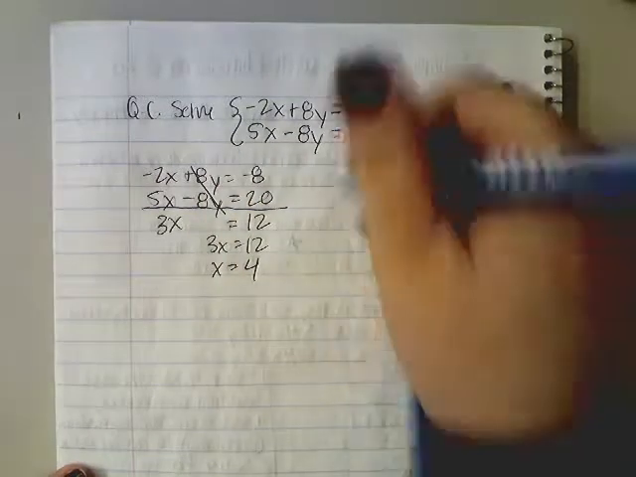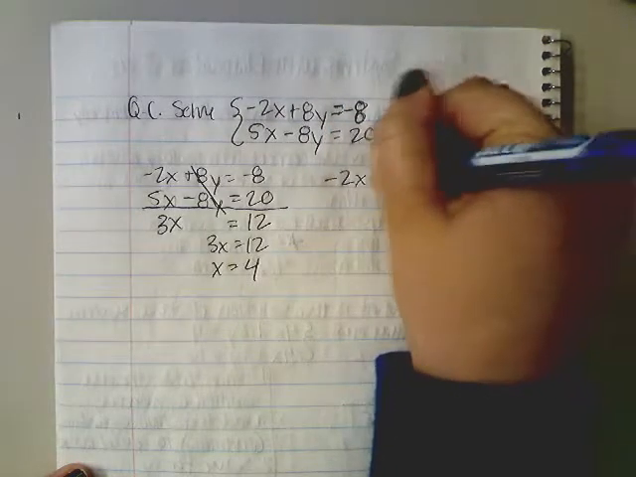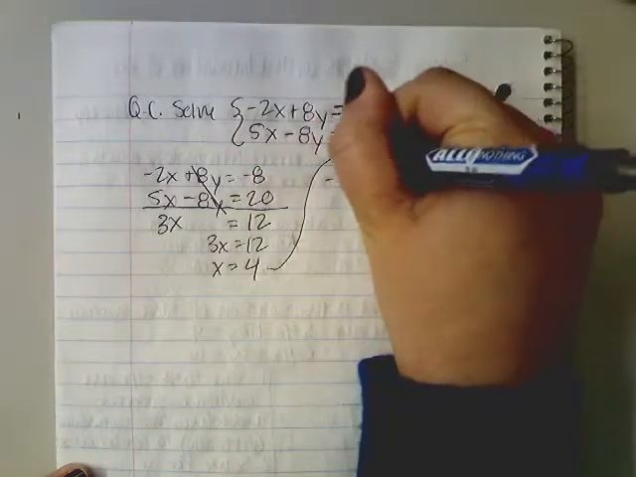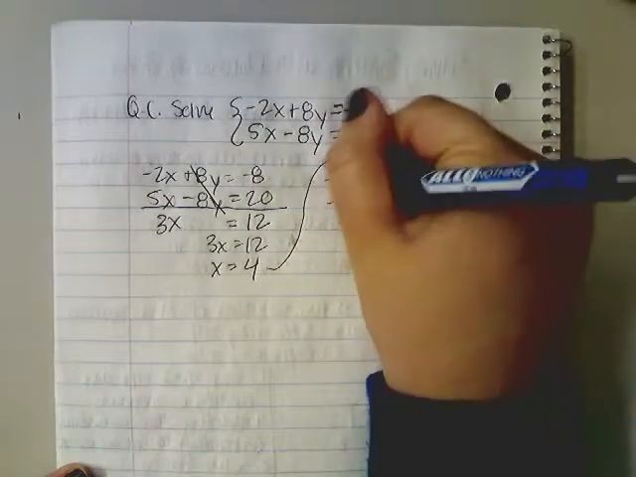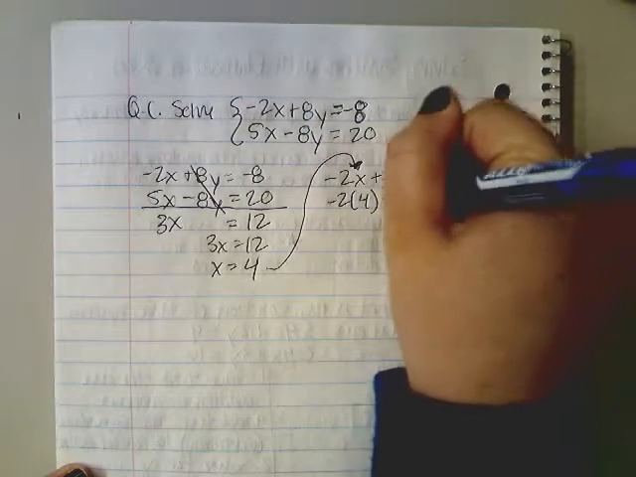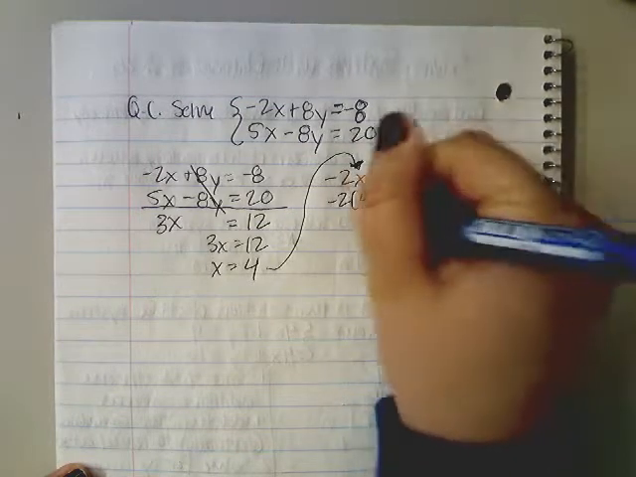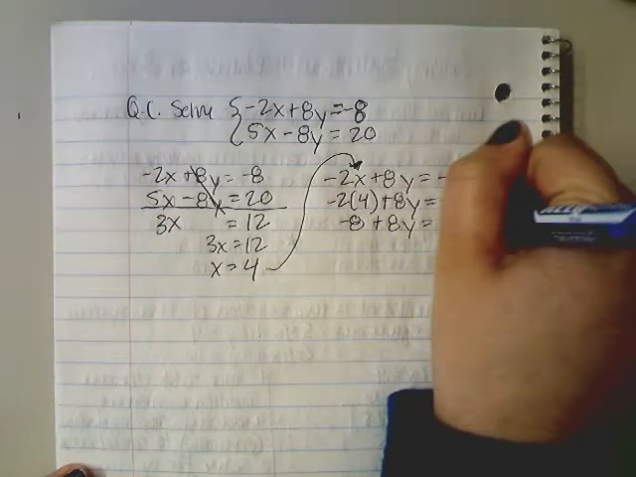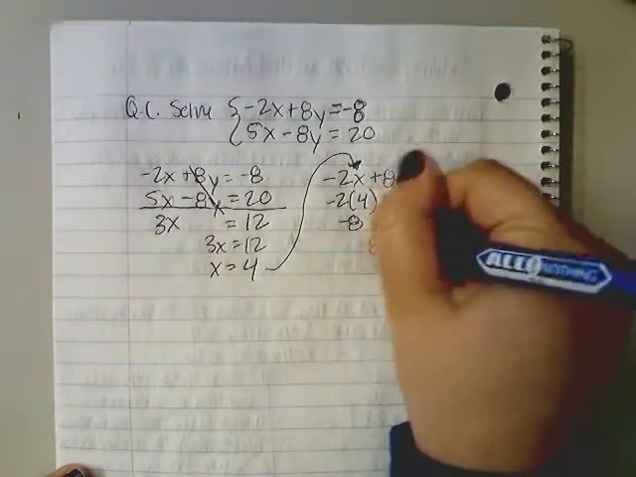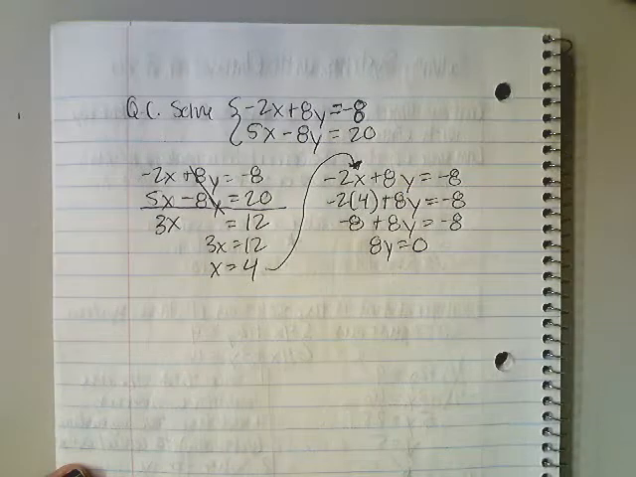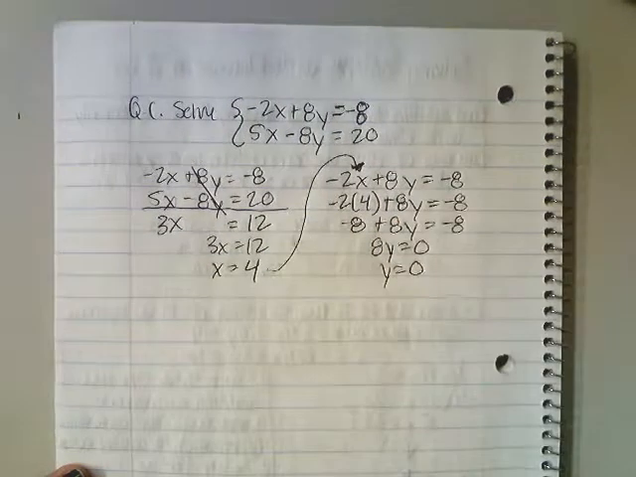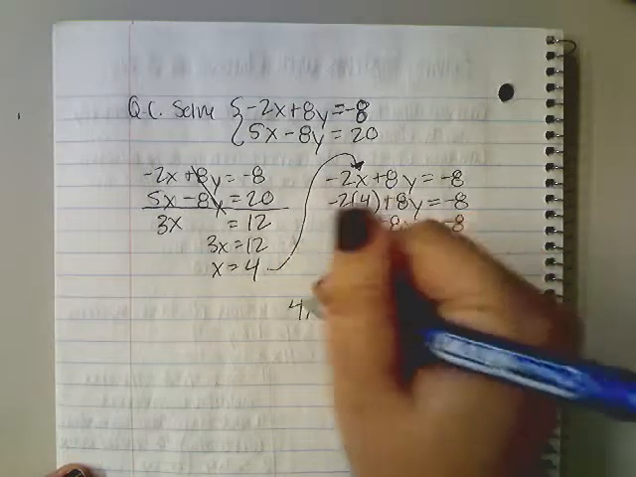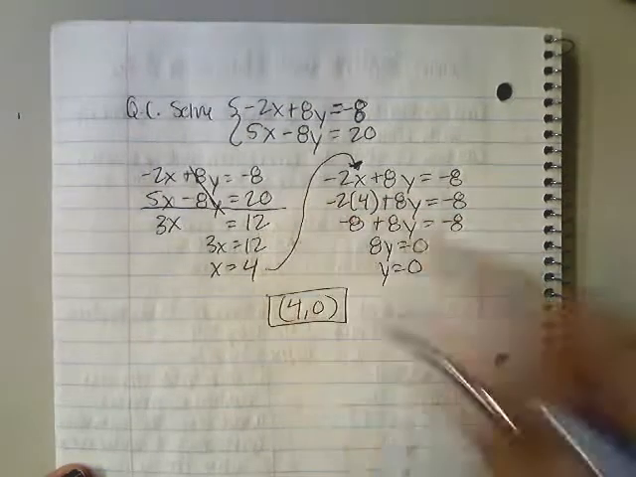I'm going to plug that back into one of my original equations, so I'll just use the first one. So I have negative 2x plus 8y equals negative 8. And I'm going to plug that back in for x up here. Negative 2 times 4 plus 8y is equal to negative 8. So I get negative 8 plus 8y equals negative 8. I add 8 to both sides and I get 8y equals 0. So y is just 0. So my final coordinate point is (4, 0), and that is our solution.